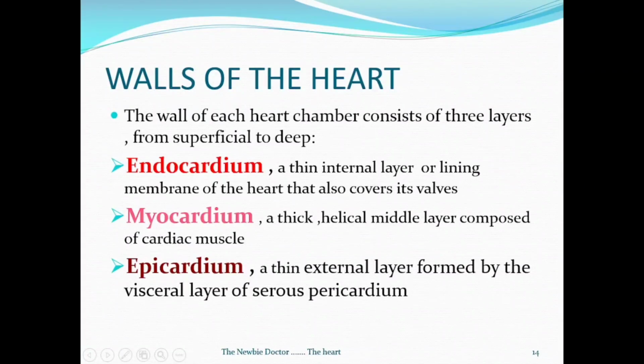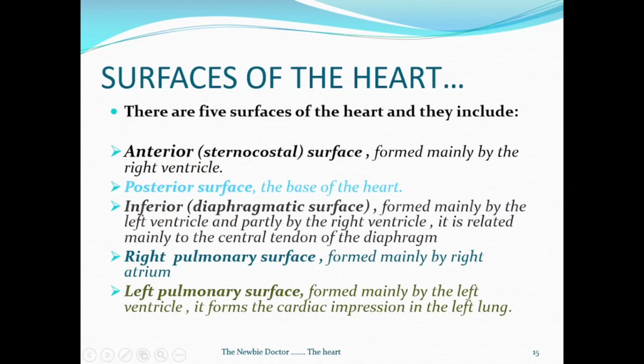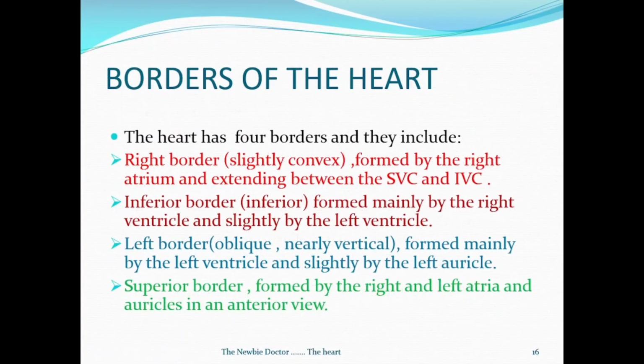And if we know the meaning of peri means around, this epicardium forms the outer cover that surrounds the outer parts of the heart, giving it its covering. And now we have the surfaces of the heart. We have 5 surfaces: the anterior surface, the posterior surface, the inferior surface, and the right and the left pulmonary surfaces as well. And then we have the borders of the heart.